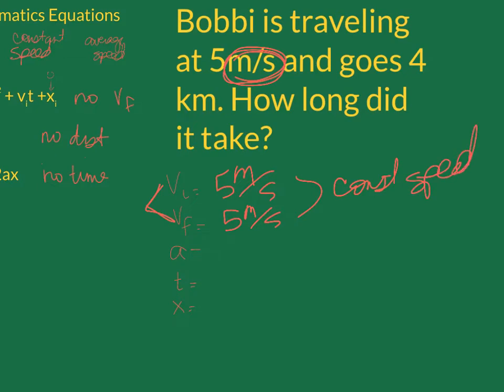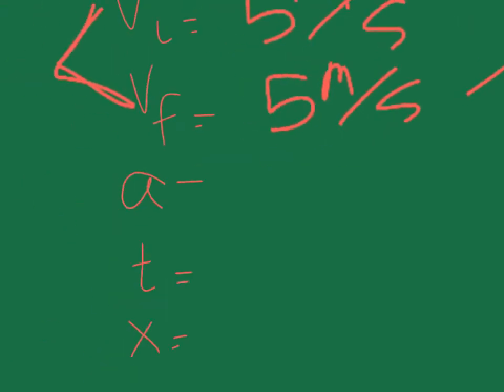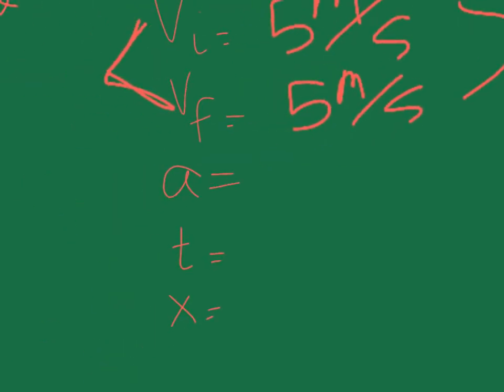But let's go ahead and do this. So if she's going at a constant speed, what is her acceleration? Are you speeding up or slowing down if you're going at a constant speed? No. So your acceleration is 0.